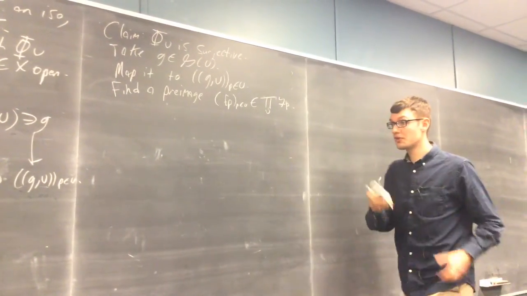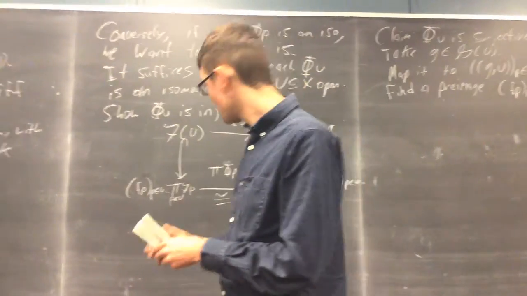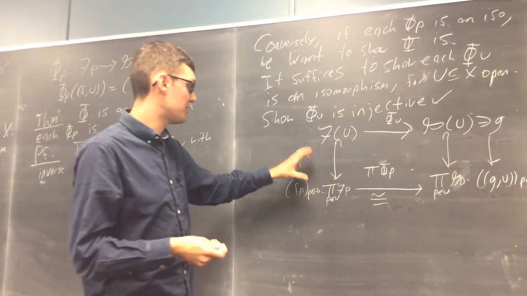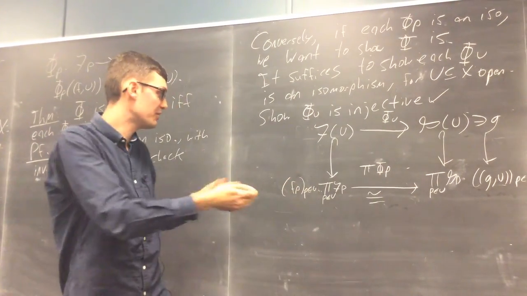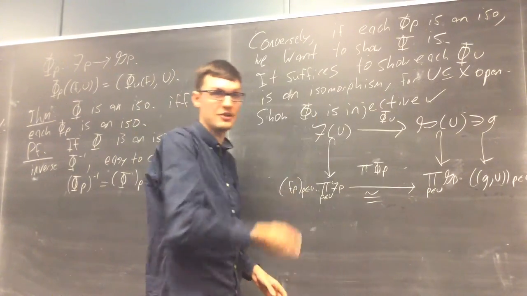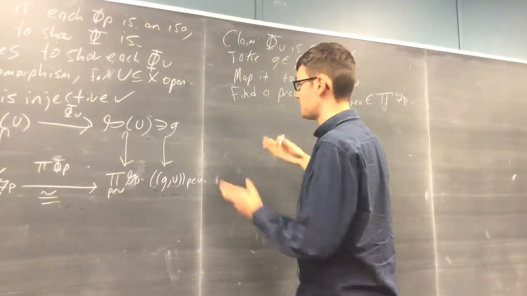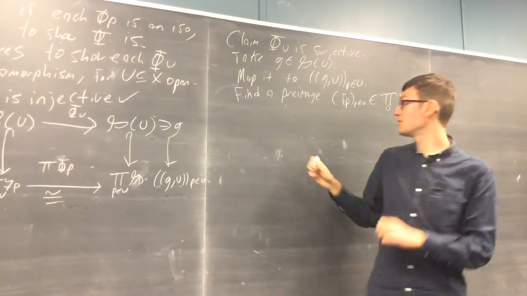So I want to choose my representatives in a nice way, because I eventually want to get myself a preimage up here. And the way we want to do this, because we have a sheaf, is I want to glue the representatives in some way. Glueability should be able to give us a lifting up here. So let's just start by taking any representative, and then I'm going to fine-tune the representative in a moment.